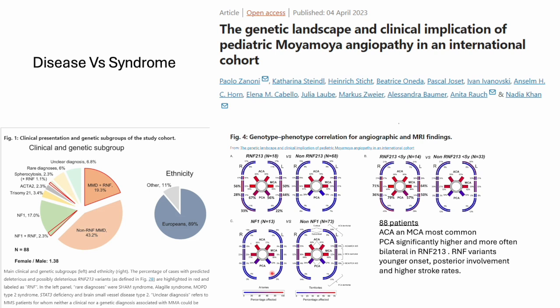And the reason to note this is actually by alerting the clinician to posterior circulation involvement early on. This has implications in starting treatment earlier, such as planning an EC-IC bypass earlier, and also promoting early screening of siblings.